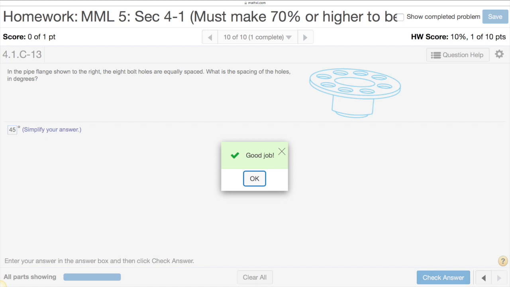Okay, so that's pretty much it. Remember, a triangle always has 180 and a circle has 360. These are two main rules of thumb that you need to remember.